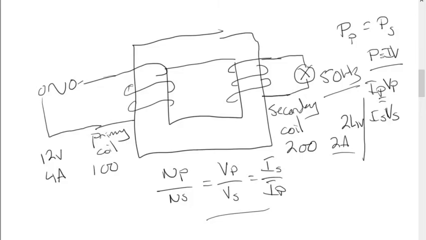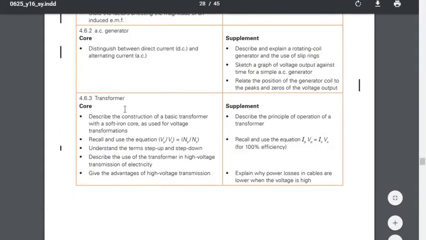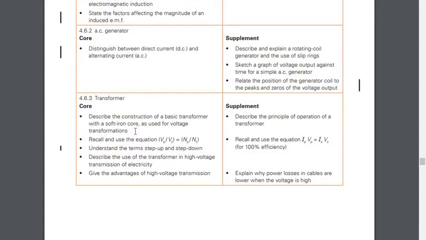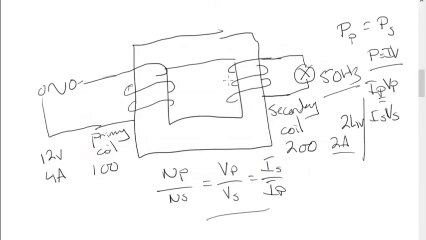So if you go back to the syllabus and see the points here, what do we have? Describe the construction of a basic transformer with a soft iron core and use as voltage transformations. So voltage transformations are basically, if you increase the number of turns, you're going to increase the voltage in the secondary coil. Be very careful. There is no rule that the secondary coil is always on the right side of the diagram. Sometimes you're going to draw the primary coil and automatically assume that this is the secondary, but sometimes the secondary coil can be on the left side.